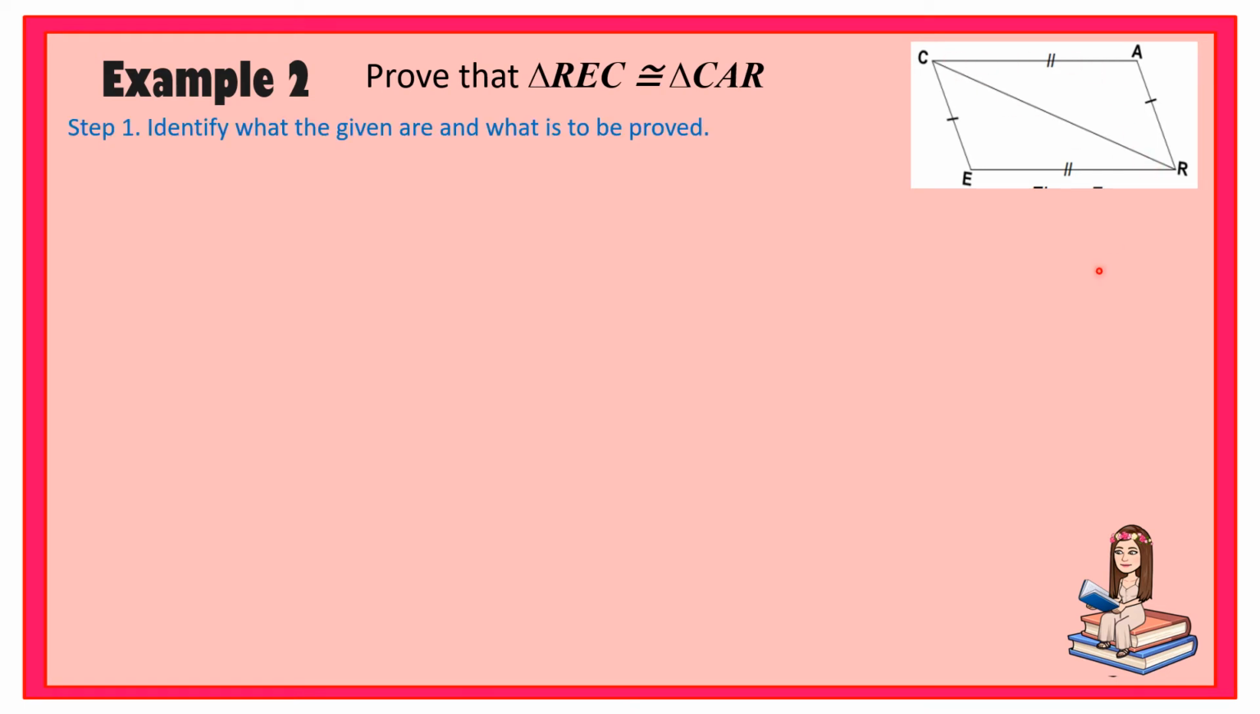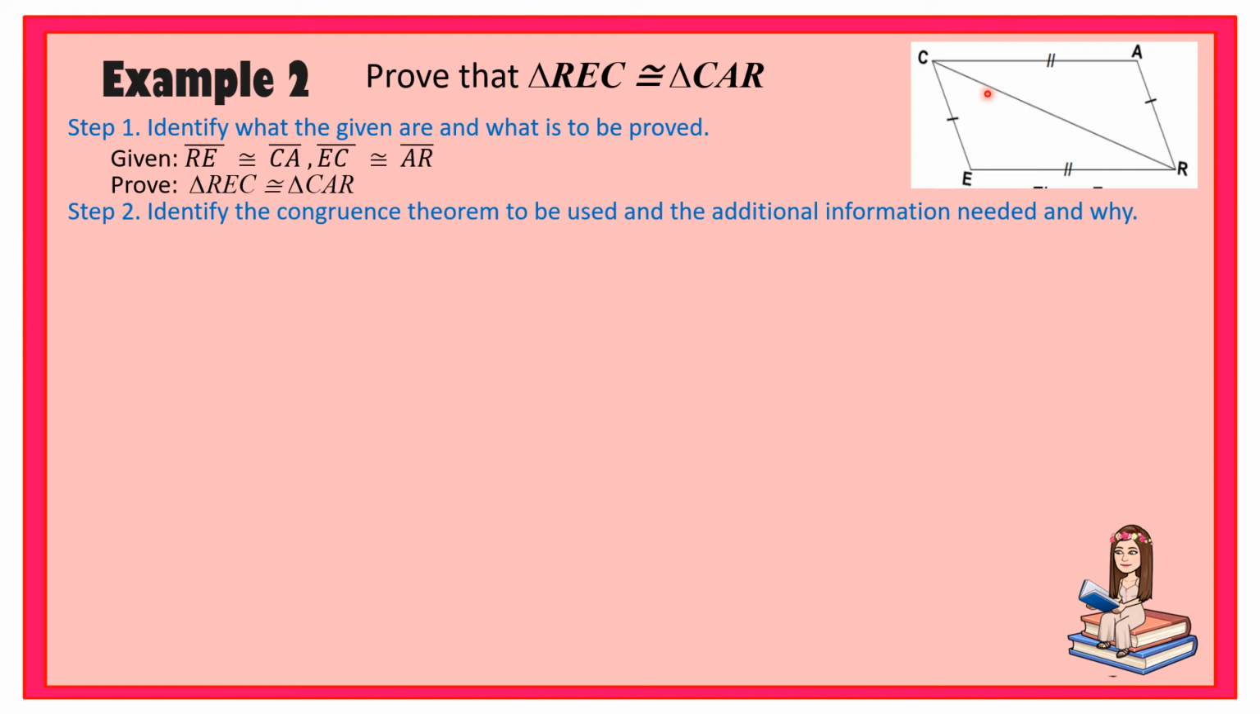So, gawin natin yung steps, ha? The first step, identify what the given are and what is to be proved. So, from the given, I can say that RE is congruent to CA. Paano ko nasabi? Ayan, may markings. And then EC is congruent to AR. May markings din. Yun yung aking given. And then, I need to prove that triangle REC is congruent to triangle CAR.